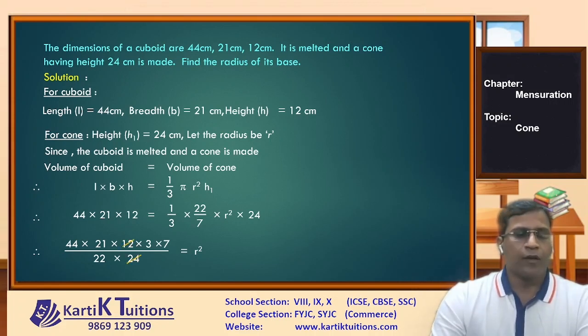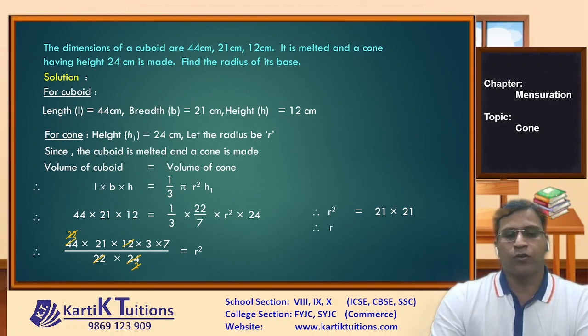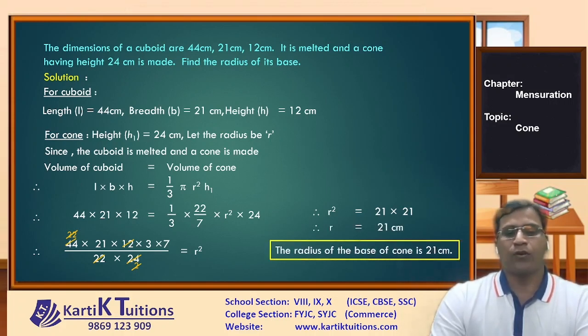देखो, now here 12 ones are 12, twos are 24, then 2 ones are 2, 22s are 44, 22 gets cancelled. We get 21 into 3 into 7, that is equals to r square. So here 21 into 21 I can write. Now r square is 21 into 21, so the r will become 21 centimeter. So the radius of the base of the cone is 21 centimeter. I hope you have understood this sum. Let's look at one more sum.